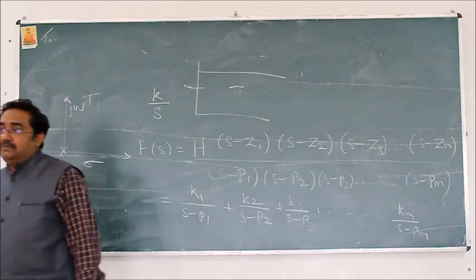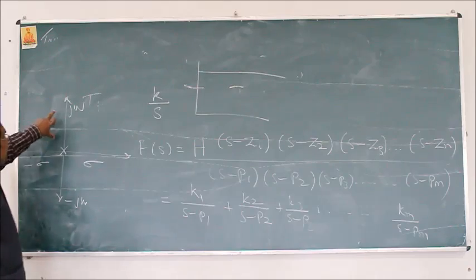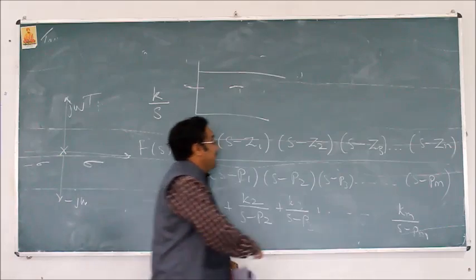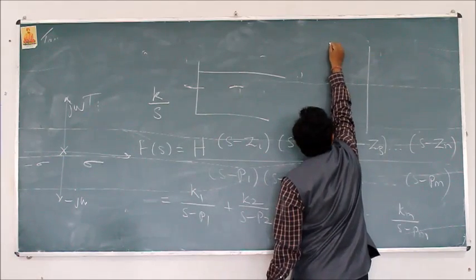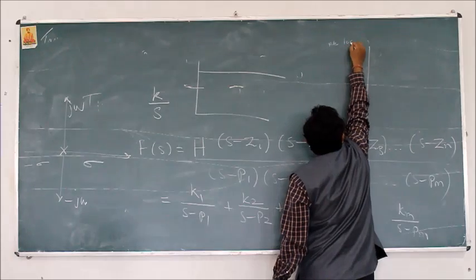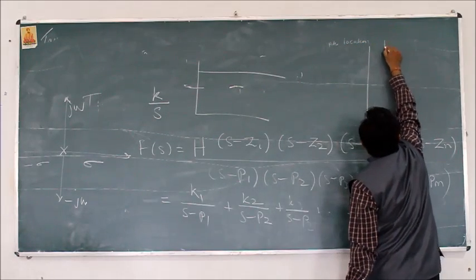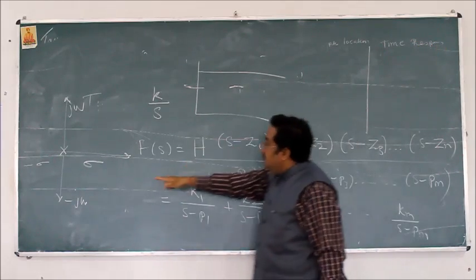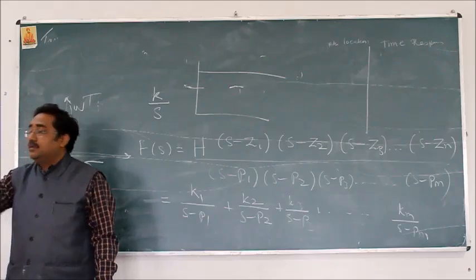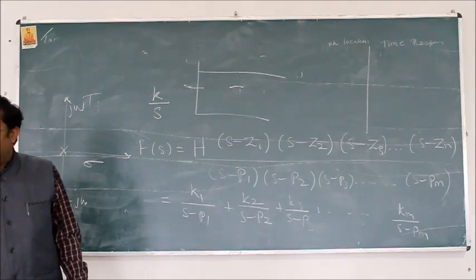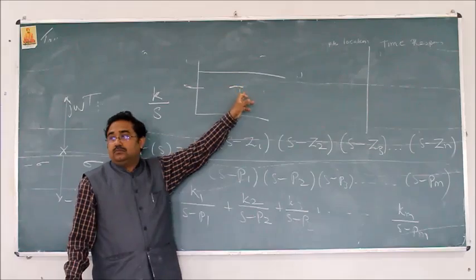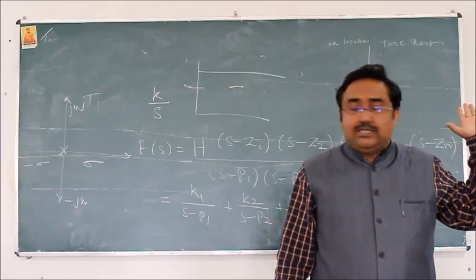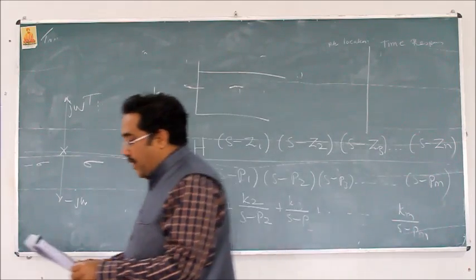So what happens? You make a table. On one side, you draw the pole location, and on the other side, the time response. The first diagram will be the pole lying at the origin. So what will be the response? A constant amplitude, a step-like response. Is it not?